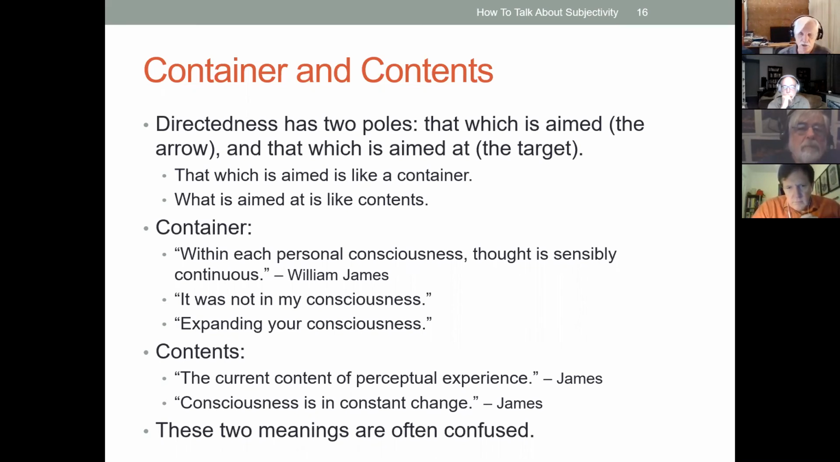Now, James also talks in another place about the current content of perceptual experience. Obviously, the content. He says consciousness is in constant change. He doesn't mean the container. He means the stuff we're conscious of. These two meanings are often confused, okay? So I just want to keep those in mind. When somebody says consciousness, think, well, are they talking about the container? Are they talking about contents? Or do they not actually know what they're talking about?